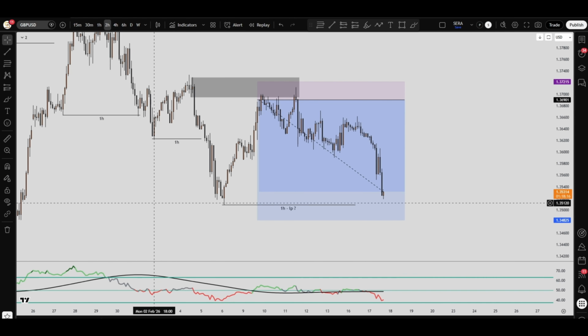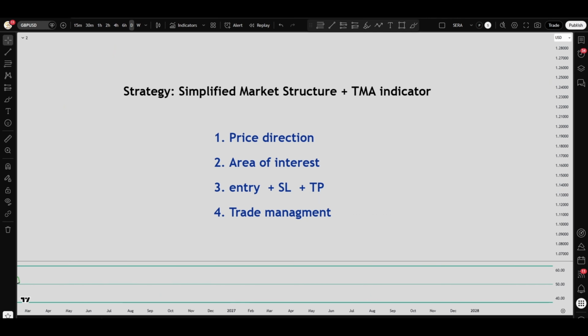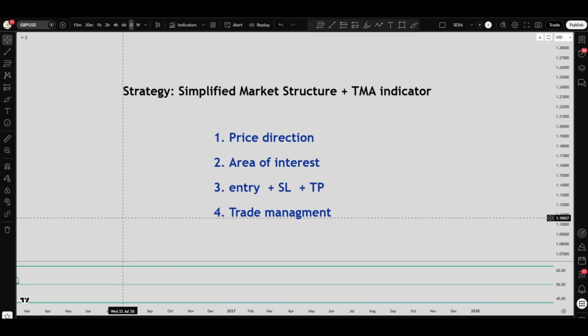Before we talk about entry, we need context. My strategy is simplified market structure plus triangular moving average indicator. What I need for a trade setup: 1. Price direction, 2. Area of interest, 3. Entry plus stop loss plus take profit, and finally a trade management system. Now let's move on chart.